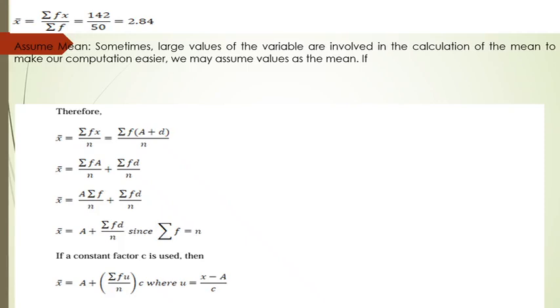That one is for ungrouped data. Summation of fx all over summation of f. So we now add all our fx in the table together, then we divide it by our summation of f. So it will now be 142 over 50, which is equal to 2.84.